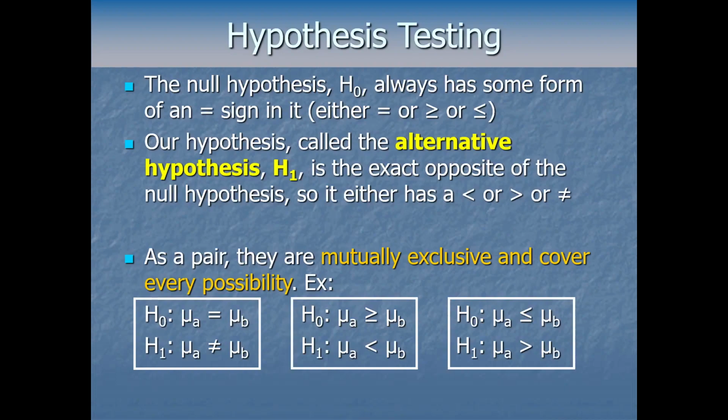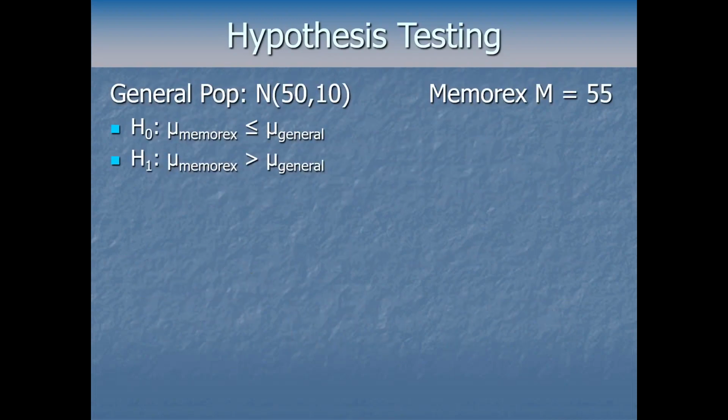Regardless, we're going to end up with two hypotheses. It'll be one of these three setups. We're going to end up with two hypotheses, the null hypothesis and the alternative hypothesis, and one of them has to be true, and only one of them can be true. So it's either one or the other.